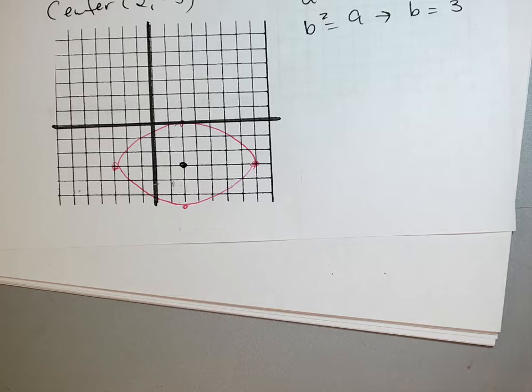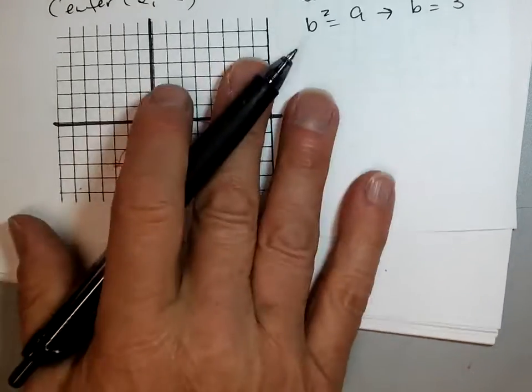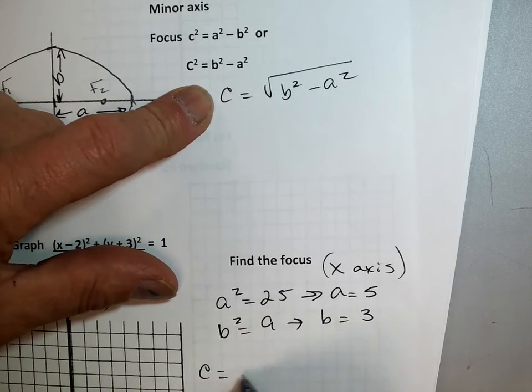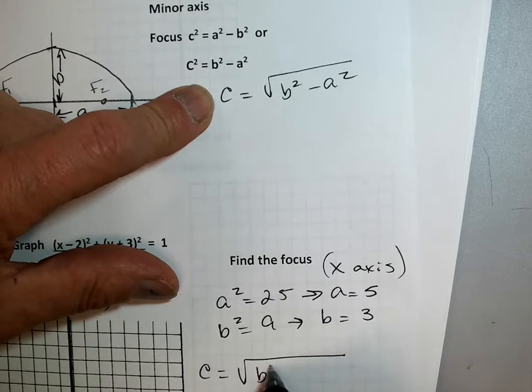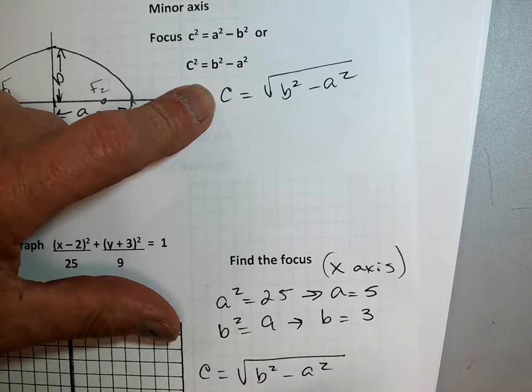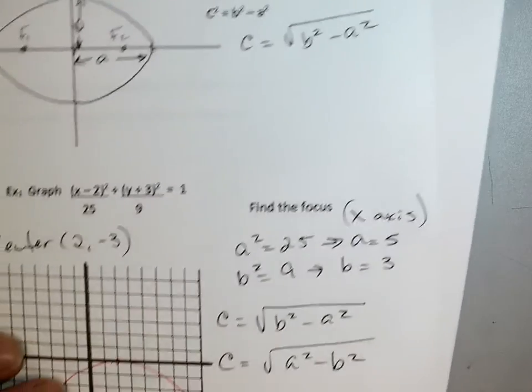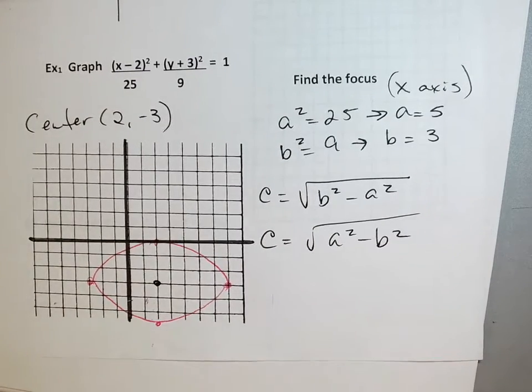So to find my focus, we've got to find a length. So we've got to find the value of c. So the value of c is equal to the square root of b squared minus a squared, or it's the square root of a squared minus b squared. It's both. And it all depends on this. Super easy.